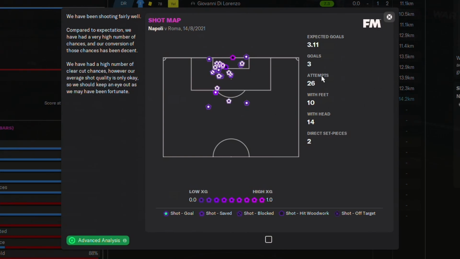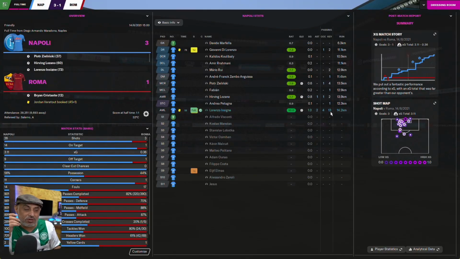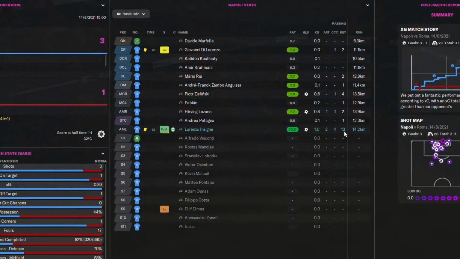As you can see here, we had 26 attempts on goal, and more of these attempts were with the head. This is not a good sign. I need to improve the average shot quality of my team by perhaps lowering my tempo. This is the first clue you're going to get that, well, you might need to tweak your system.